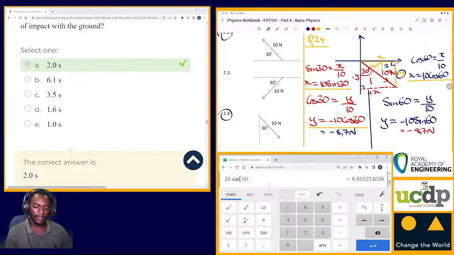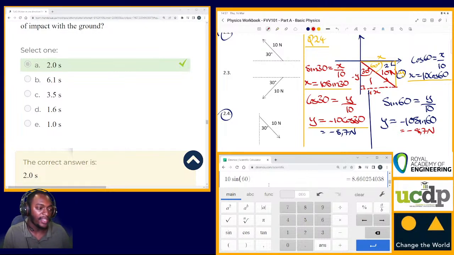So again, if you do the same thing for x, you realize that 10 sine 30 and 10 cos 60 will give you the same thing. Why? Because cos 60 and sine 30 are equivalent. Alright, so it all depends on the angle that you are using in your triangle.